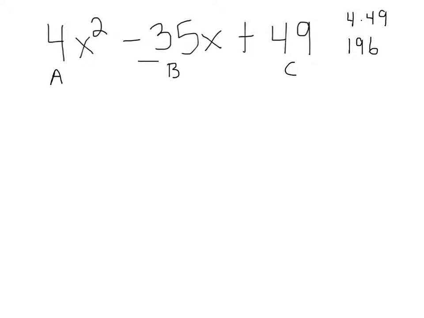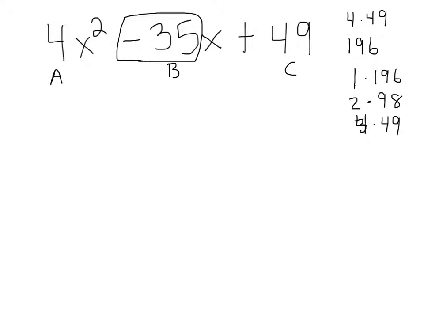Remember, they have to add up to be negative 35, don't they? I would just start with 1. 1 times 196. Then go to 2. 2 times what? 98. Then 3 times what? 3 doesn't go into it. What about 4? 49. 4 times 49. What about 5? No. 6. 7. 28. 7 times 28.